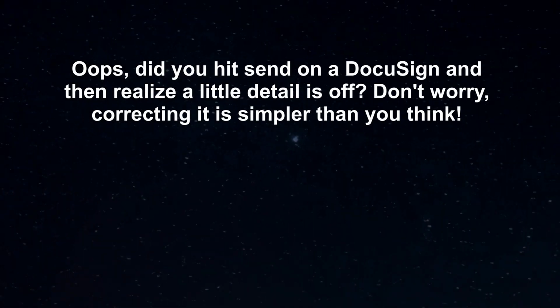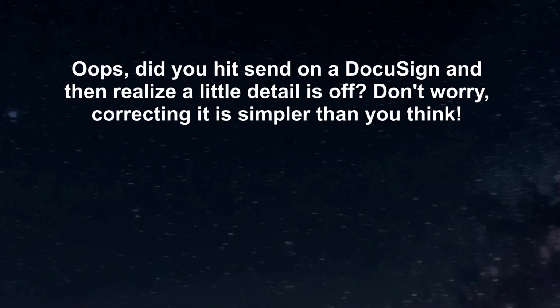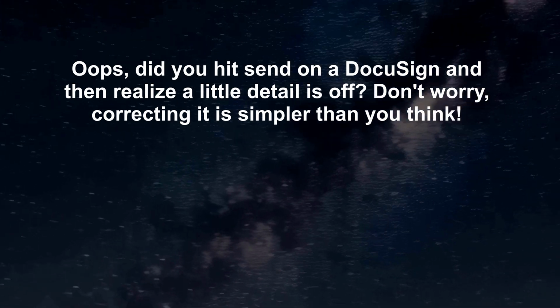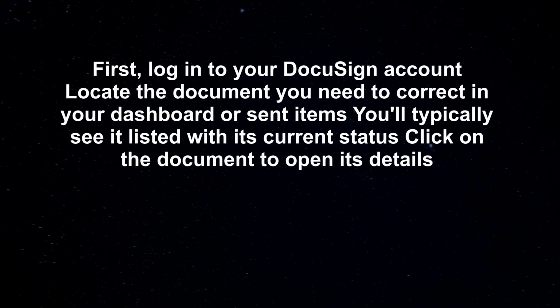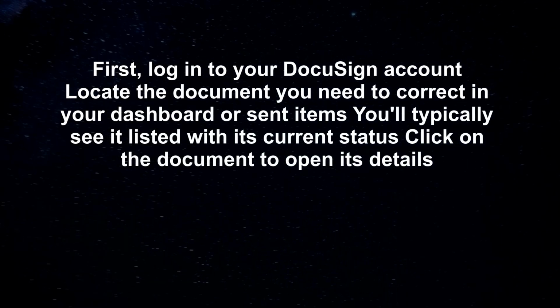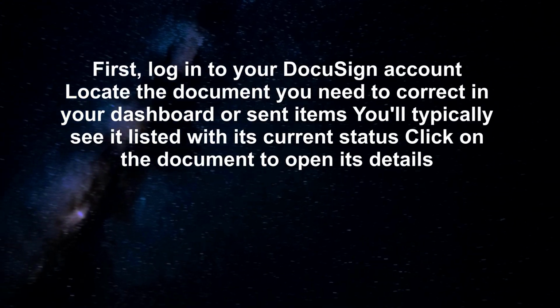Oops, did you hit send on a DocuSign and then realize a little detail is off? Don't worry, correcting it is simpler than you think. First, log into your DocuSign account, locate the document you need to correct in your dashboard, or Sent Items.